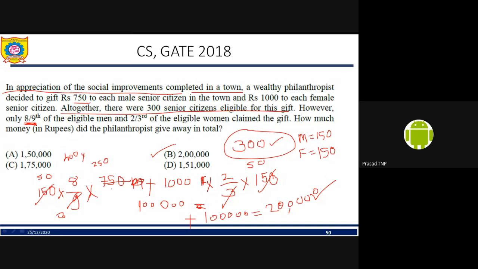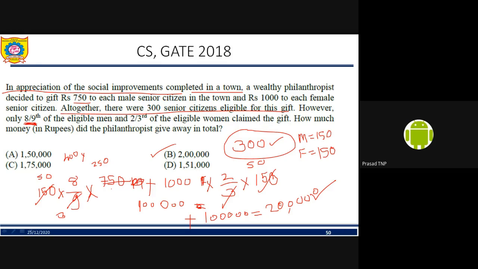Total senior citizens are 300. So actually, how many male and how many female are present? This is not given. So we have taken 150 male, 150 female. Out of 150 male, 8 by 9 male attended the gift ceremony. So 8 by 9 into 150, these are total males, and for each male 750 is the gift. So we multiplied 150 by 8 by 9, means 400 by 750.